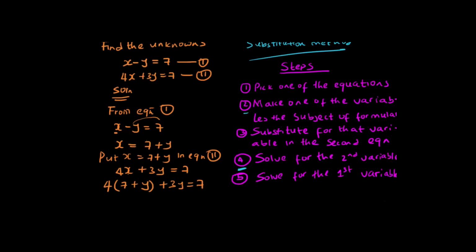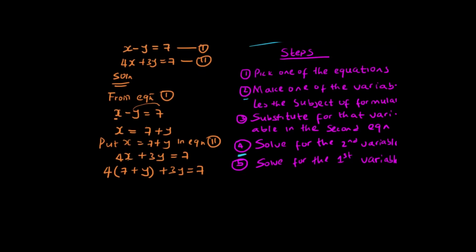Now I'm in step 4, solve for the second variable. Now let's solve for y. Open this bracket. 4 times 7 will give me what? 28. 4 times y will give me plus 4y. Then I have plus 3y equals 7. Now I'm having 28 plus 4y plus 3y will give me 7y equals 7.